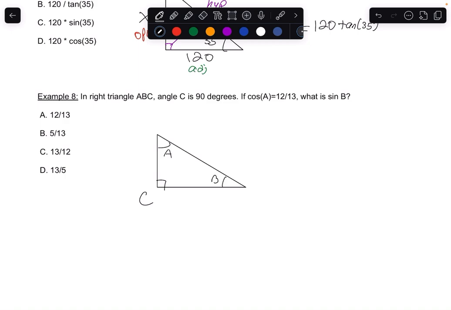This is important. Notice, what is cosine of A? Cosine of A is 12 over 13. So we can label some sides here in reference to A. But they're asking for the sine of B. So what I'm going to do is label all the stuff about cosine in red, and all the stuff about sine in blue.